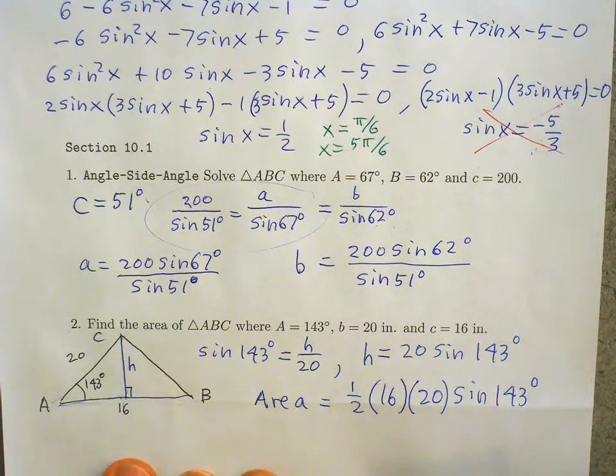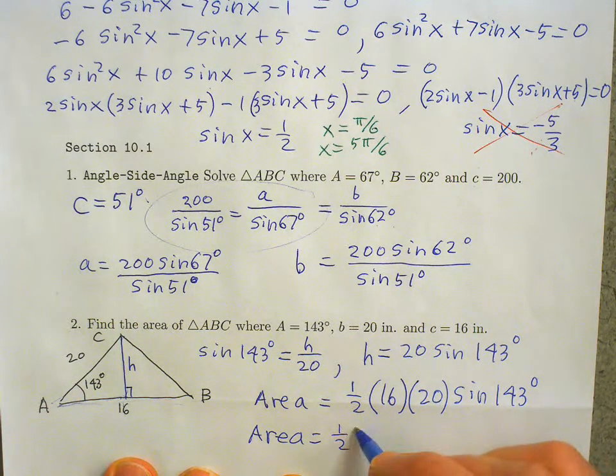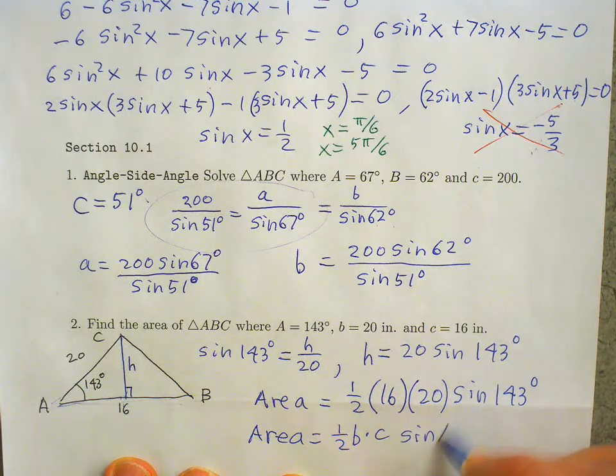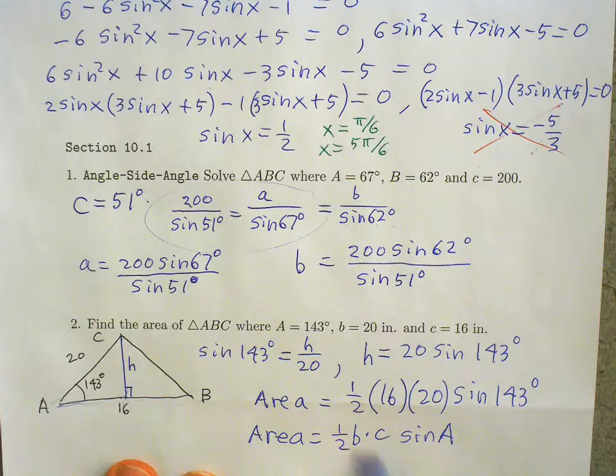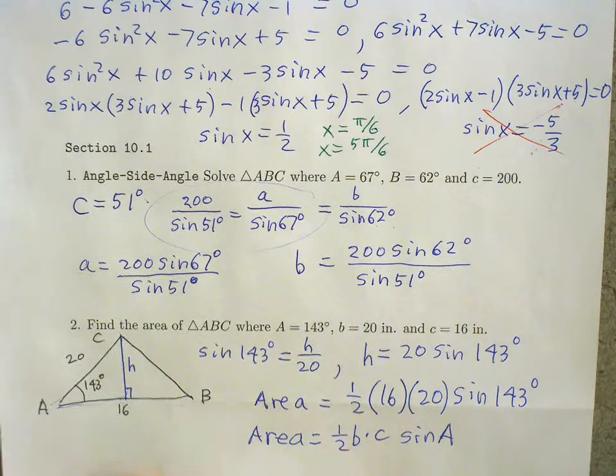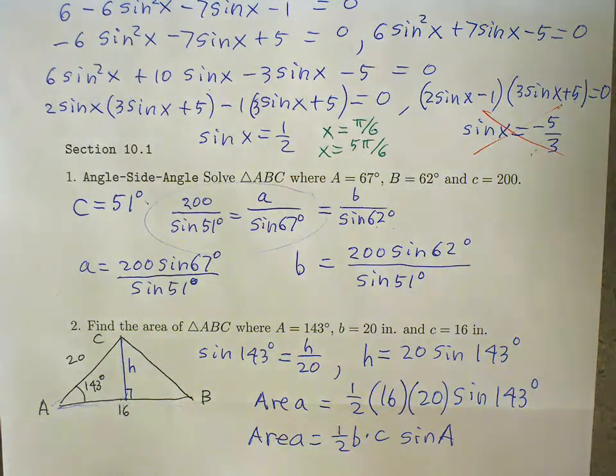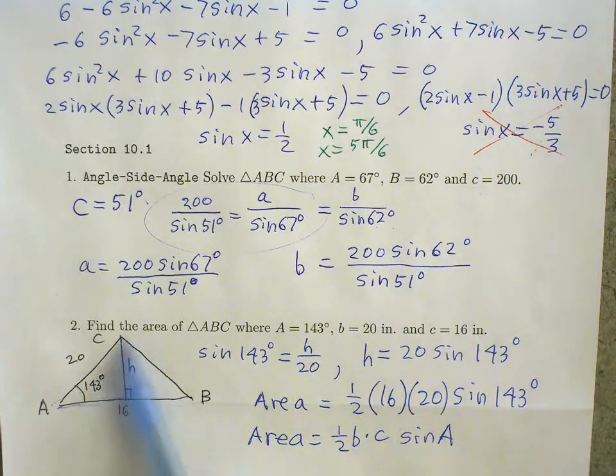Okay, so the formula that you could memorize that would be applicable in this case is the area equals 1/2 times B times C times the sine of angle A. I have the B and C in different orders, but okay, so memorize the formula or just do more basic stuff if you have to.